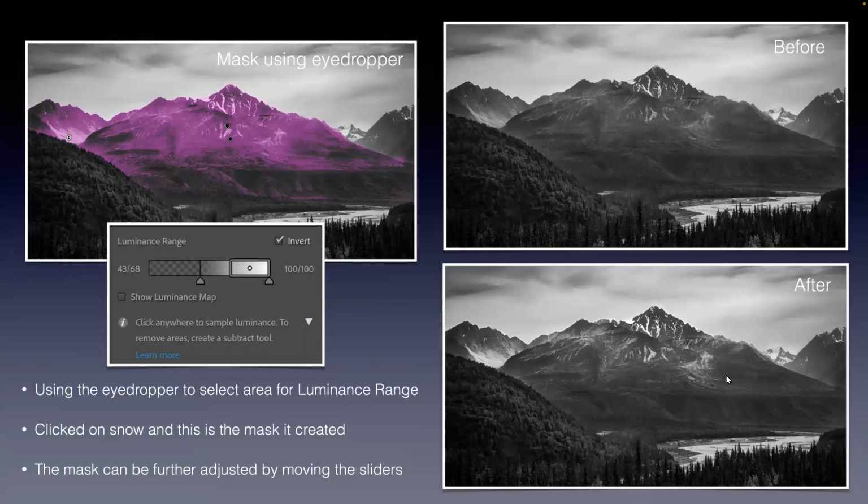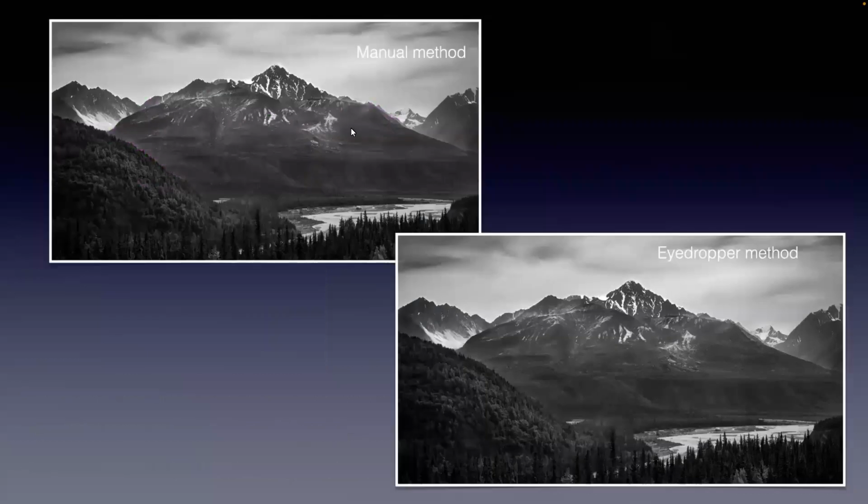So let's compare the manual method, which is up here, to the eyedropper or AI method down here. And I find that I do like the AI method better. So bringing the area down to just affect, in this situation at least, just the snow, I didn't think was as beneficial as it was to leave a little bit more of the area affected, because I got so much more detail and depth using the AI method.